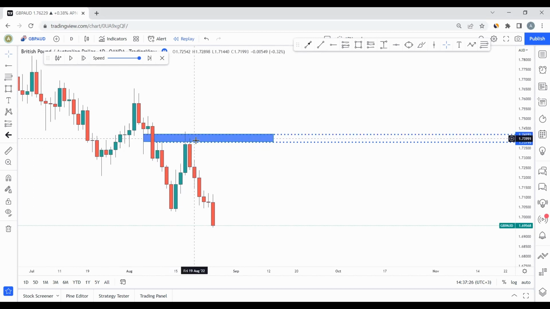Why? Because this is an imbalance. This area here was not tested. Imbalance simply means a space that was not filled, a space that was not retested, a region that the price left without testing it. Right? So you can clearly see that we had this region that was of an imbalance.